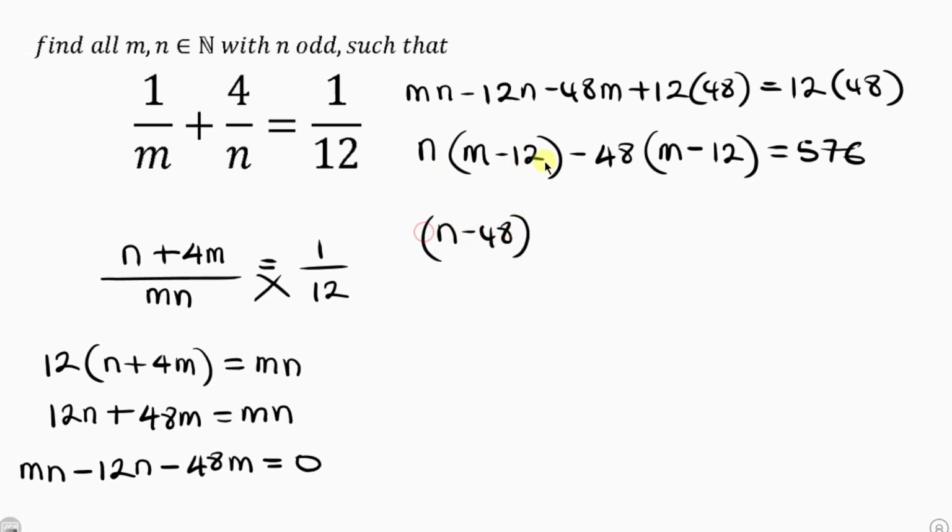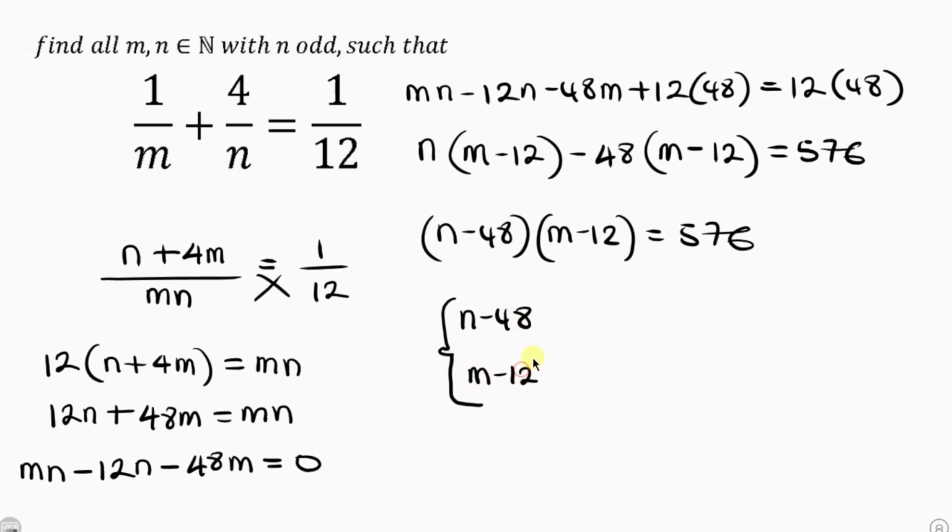And since what I have in these two brackets are the same, I'm going to be choosing one. (m minus 12) equal to 576. So we have two numbers which multiply to give 576. So I'm going to be writing it like this, in this form: (n minus 48) times (m minus 12) multiplies to give 576.